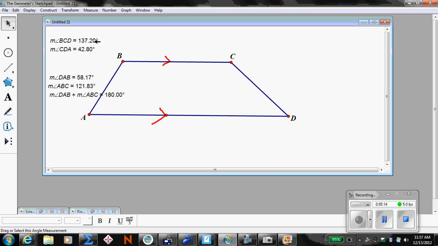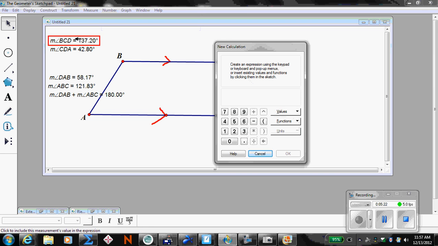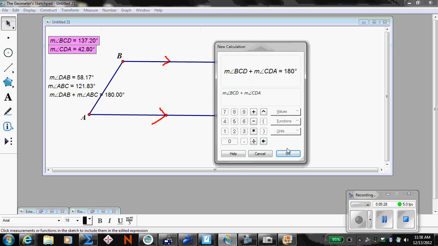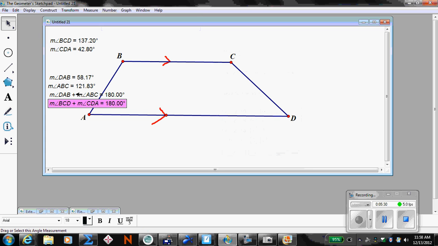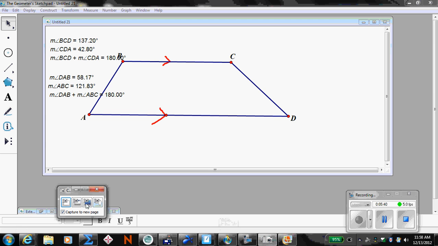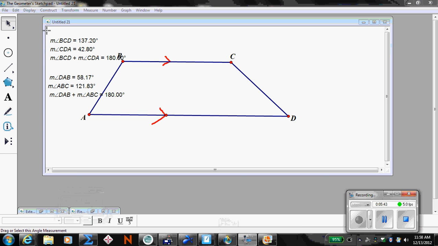Now let's see if the same thing happens with angle C and angle D. So I'm going to open my calculator back up. So I'm going to highlight angle C, and I'm going to add to it angle D. And look what happens there. So these two angles are also supplementary. I hope the same thing happened when you constructed your trapezoid. Let's take a picture of this and we'll put it in our notes.